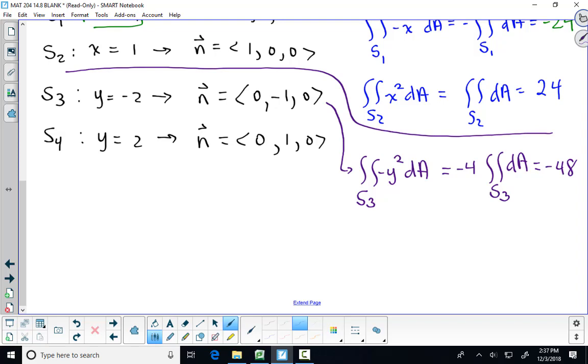So that's how much is coming in through face 3. Now you can see the pattern. How much is going to leave through face 4? Positive 48. That's going to be 0.